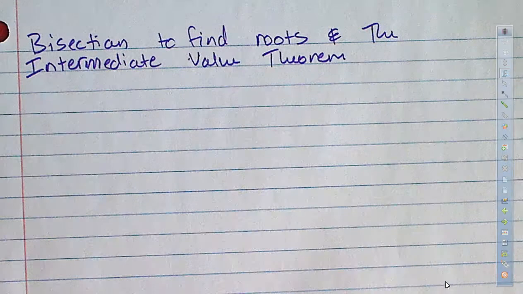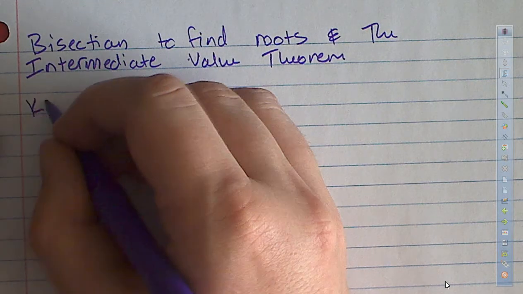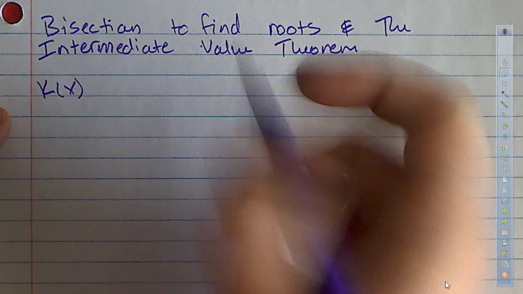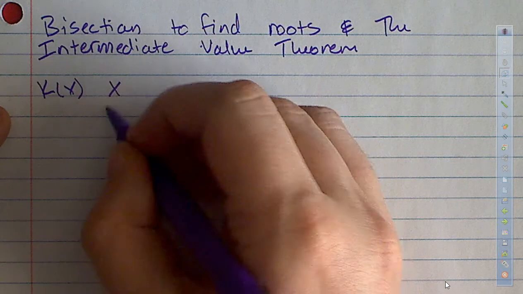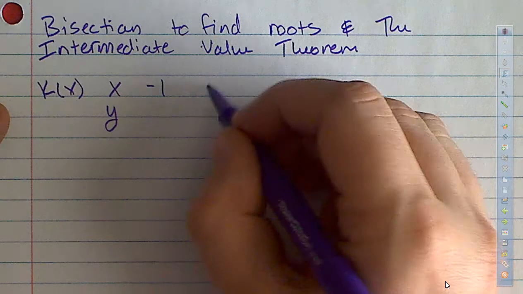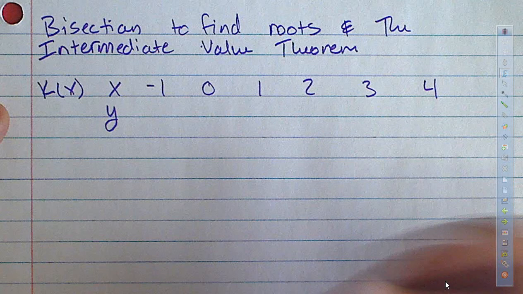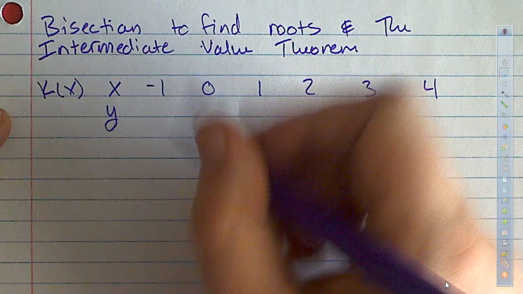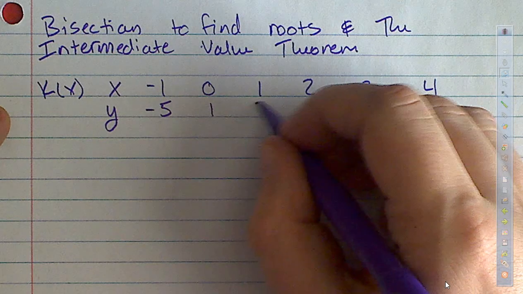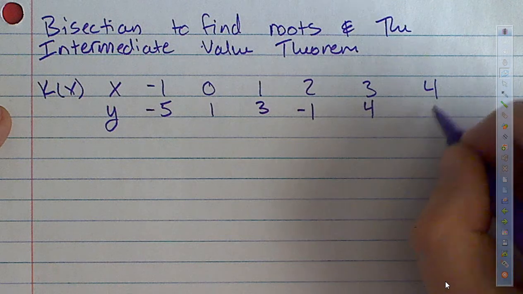Okay, so let's say that I have a function here. I'm going to call it k of x. Instead of saying f of x, we'll say k of x. And k of x has a table of values that looks like this. So x and y, let's say x is negative 1, 0, 1, 2, 3, 4. And then on those x values, let's say y starts out at negative 5, jumps up to 1, jumps up to 3, jumps down to negative 1, jumps up to 4, and jumps back down to negative 2.